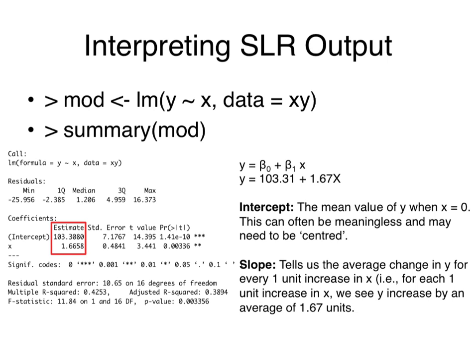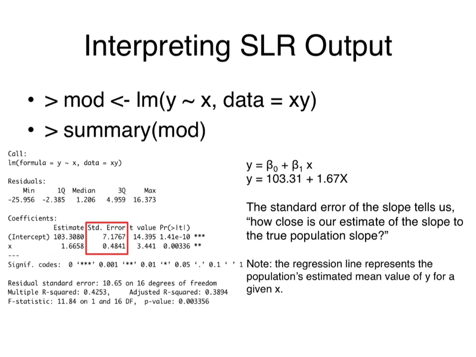Below the intercept in the red box is the slope. This tells us the average change in y for each 1 unit increase in x. For example, for each 1 unit increase in x, we see y increase by an average of 1.67 units. Just beside the intercept and the slope are the standard errors for these values. The standard error of the slope and intercept give us an idea of how close our estimates are to the true population values. We're usually most interested in the standard error of the slope.